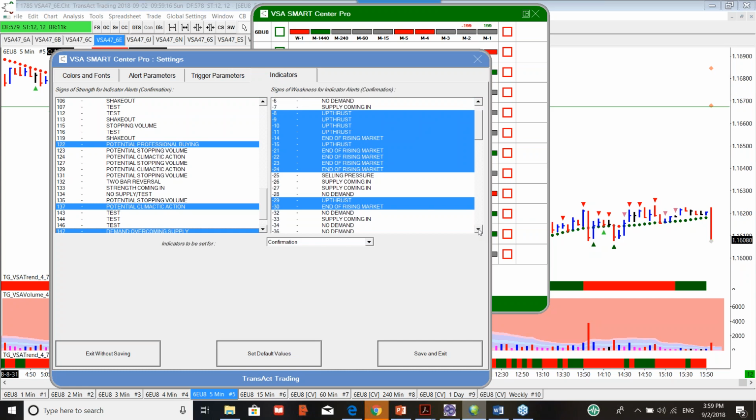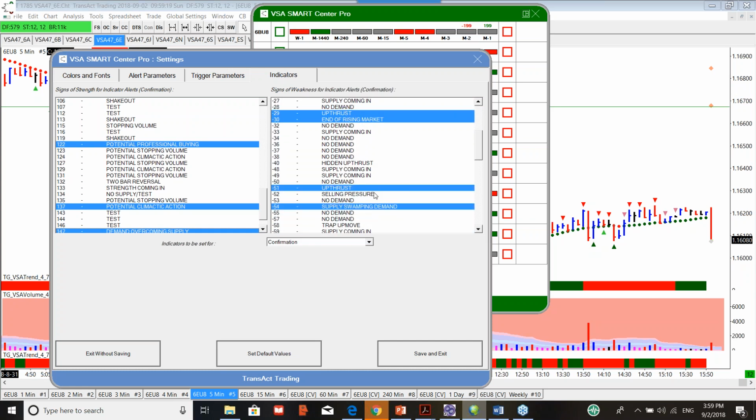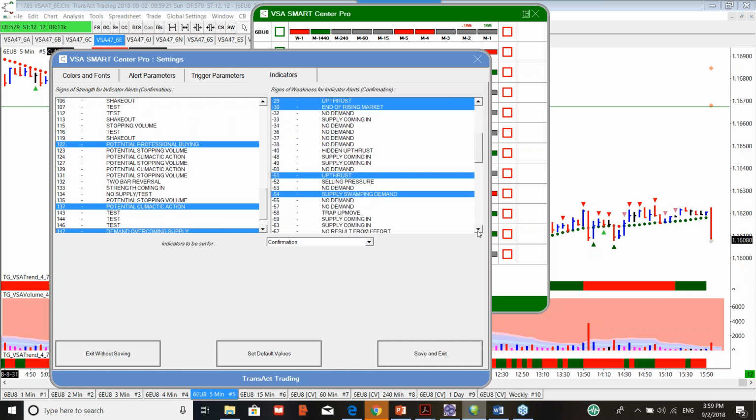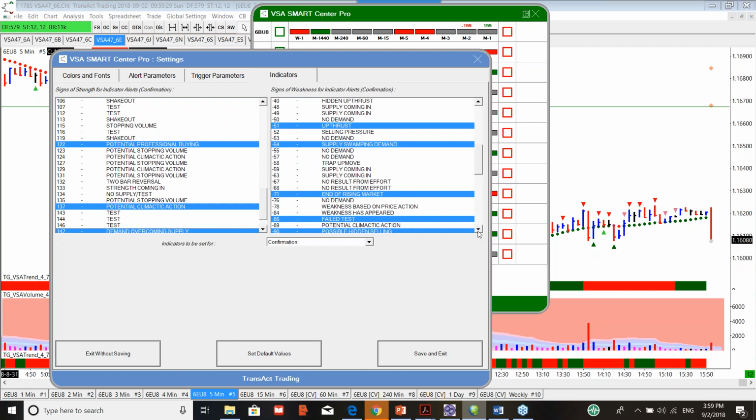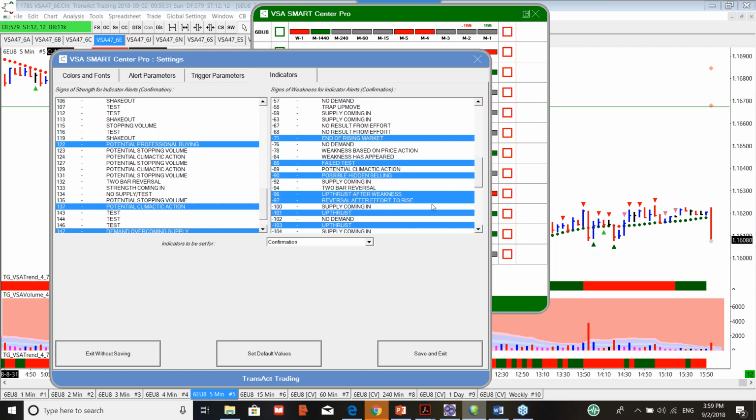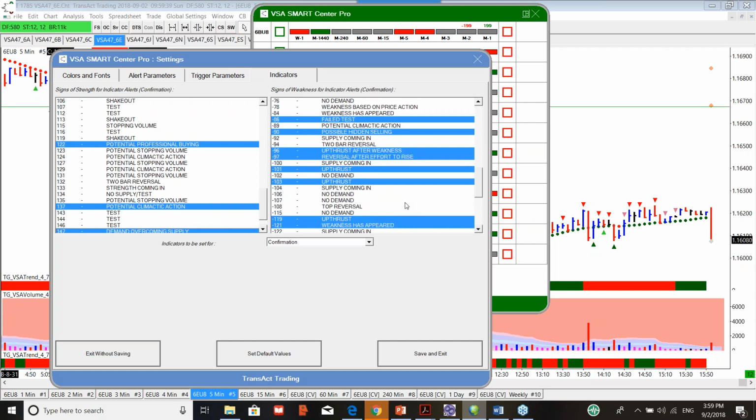Okay, everything's pretty much the same. I've just added in the upthrusts. I also added in supply swamping demand, based on a conversation I had with my colleague in Gibraltar, and that's actually working really well. Number 54, all of the end of a rising market signs are there, but I've also added in the failed test.